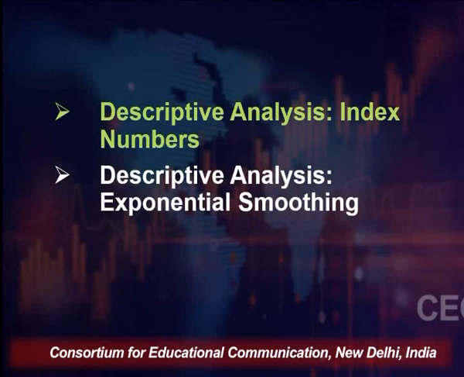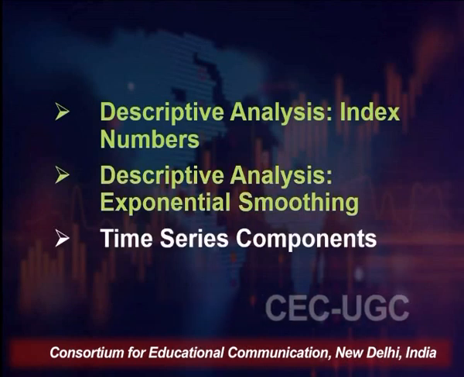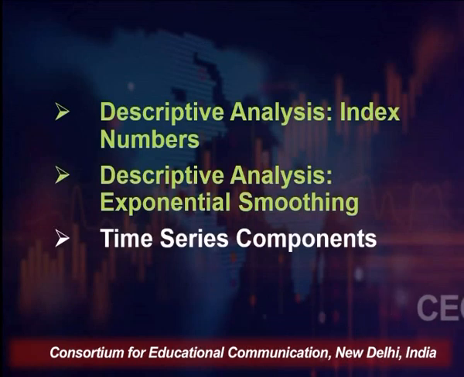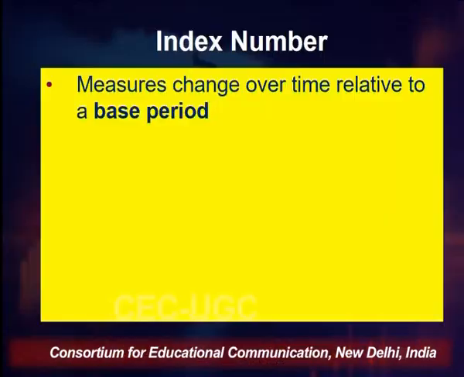So in case of exponential smoothing, what we do, I'll be telling you, and why we do that also I shall explain to you. So time series component, we have to understand what is there in the time series component, and for that we are starting with the very discussion of index number, which is very much part and parcel of descriptive analysis. So index number, what it does, it measures change over time related to a base period.